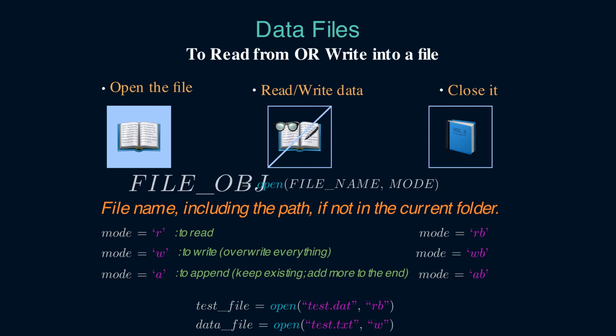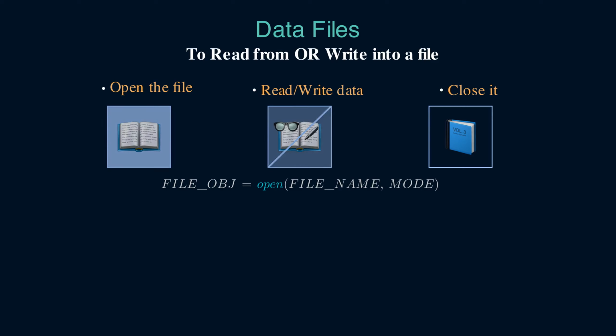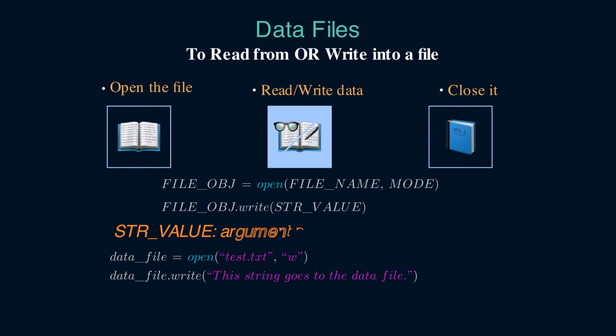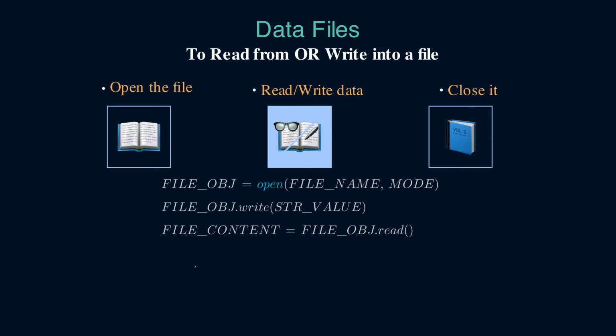The open function returns a file object, which is a handle to manage the file. We can use that handle to read and write. Writing data into a file is like this. Here, the argument must always be a string. Read data from an existing file like this. Entire content of the file is read as a single string.